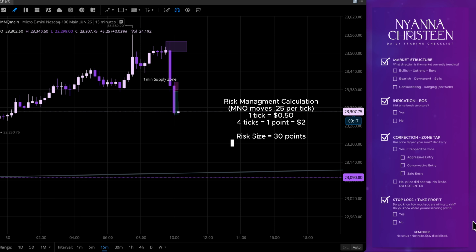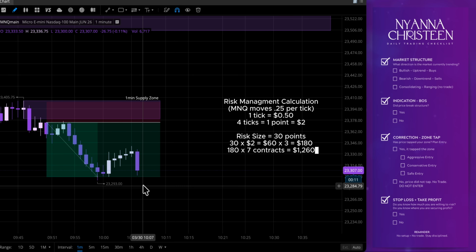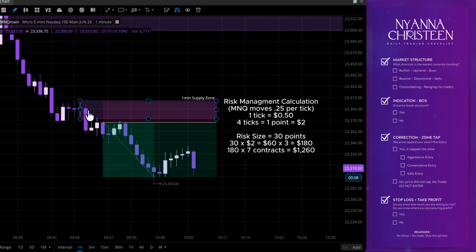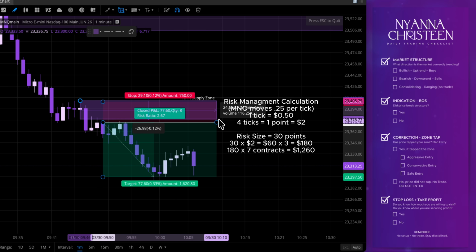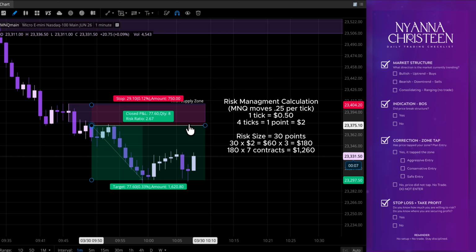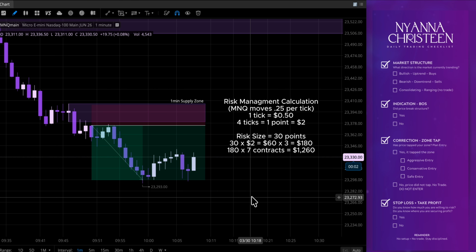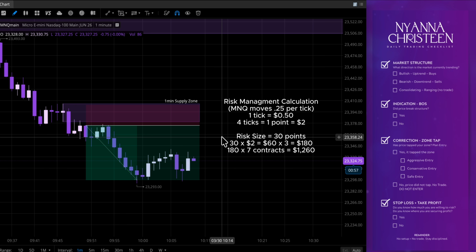So 2 times, let's see how big this zone was on the 1 minute. It's really about to continue falling, but anyways, yeah, this was a tiny zone. Okay, so this says it's a 30-point stop loss. That's what I was willing to risk. So 30 times 2, that's $60. So a 1-to-1 with one contract would be $60.